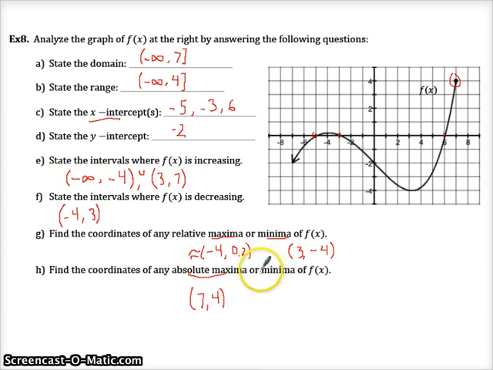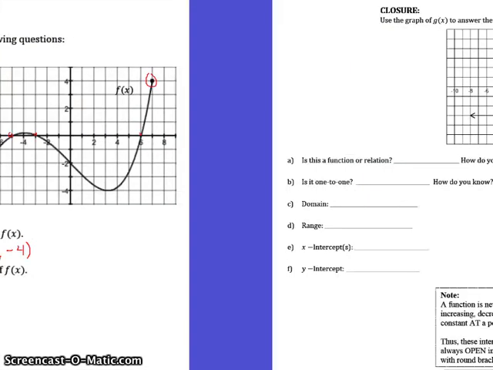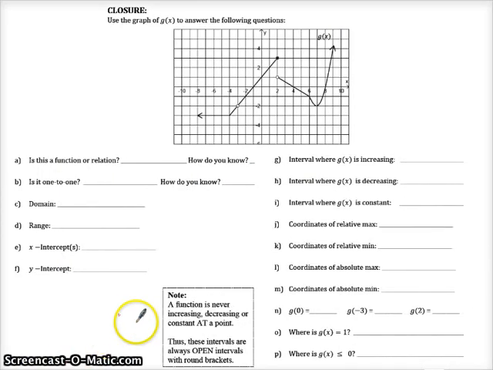There is no absolute minimum of this function. This is a relative minimum, but it eventually does get lower than that over here when we follow it this way. So we never find out where the complete minimum value is because it's -infinity and that's not a value.